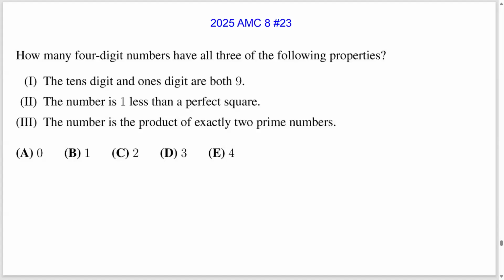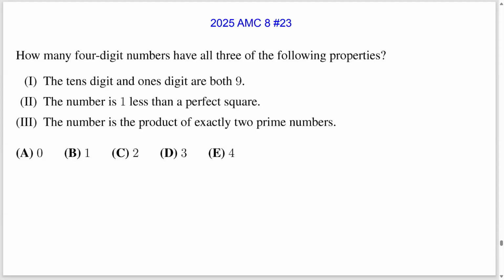How many four-digit numbers have all three of the following properties? First property is that the tens and ones digit are both 9. Second property is that the number is one less than a perfect square. Thirdly, the number is the product of exactly two prime numbers.